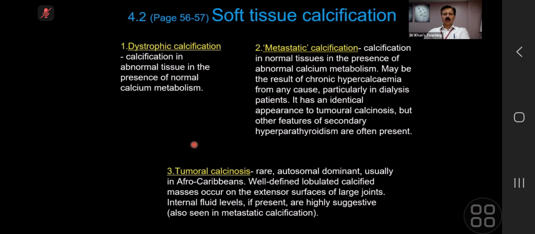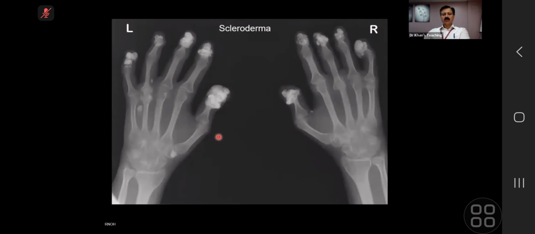Very significant lobulated calcification. This is a particular condition which is rare. It is autosomal dominant, usually in Afro-Caribbeans, where you see well-defined lobulated calcifications overlying the external surfaces of large joints, and sometimes fluid levels can be seen. So I want you to remember this. Another case of scleroderma, where in scleroderma what happens is that there is atrophy of the skin and which is calcified, and this is what you see here.